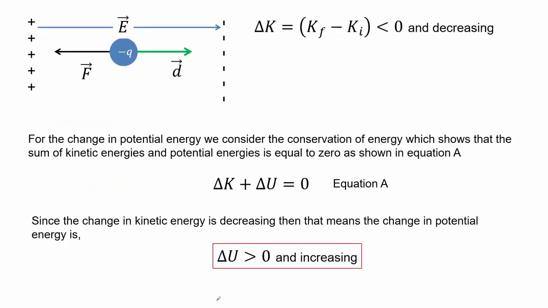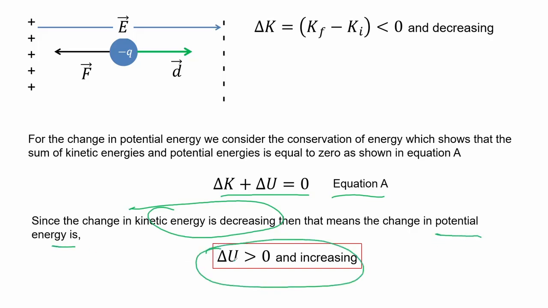For the change in potential energy we consider the conservation of energy, which shows that the sum of the changes in kinetic energy and potential energy is equal to zero, as shown in equation A. Since the change in kinetic energy is decreasing, that means the change in potential energy is greater than zero, suggesting an increasing behavior as the negative charge draws closer.